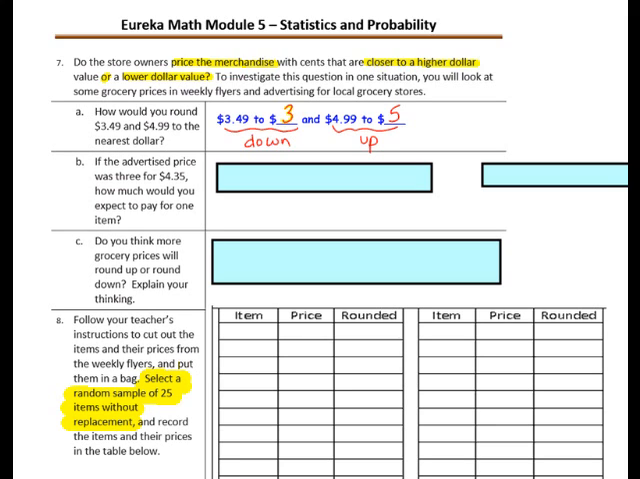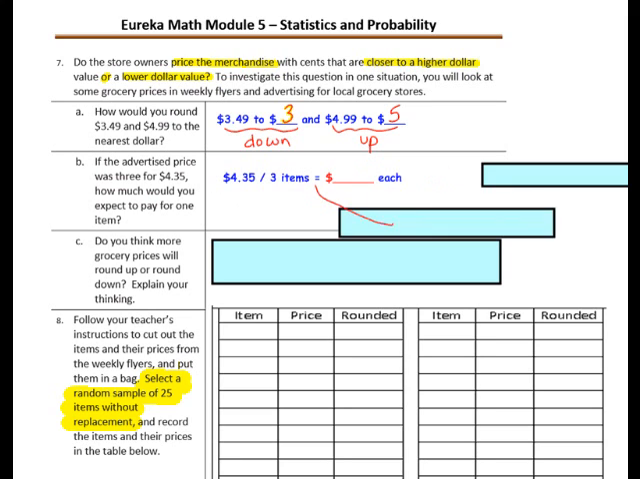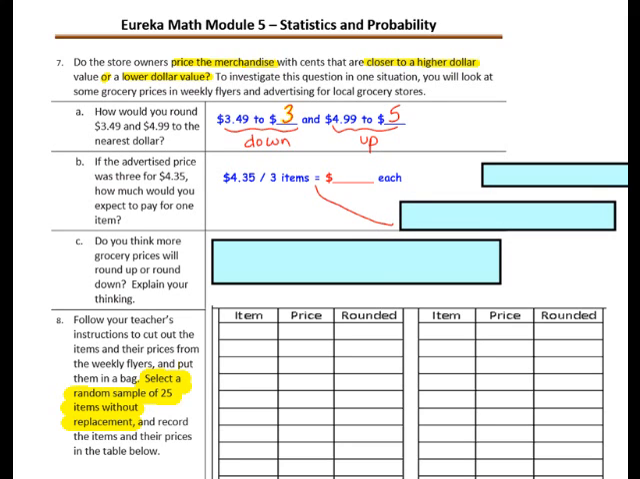Question B. If the advertised price was 3 for $4.35, how much would you expect to pay for one item? Let's say that you're buying 3 apples, 3 apples for $4.35. How do you figure out how much you pay for one item? Remember to take the total price and divide by the number of items. So we have $4.35 divided by 3 items. Go ahead and take your calculator or do the math and divide that. That answer is $1.45 each.